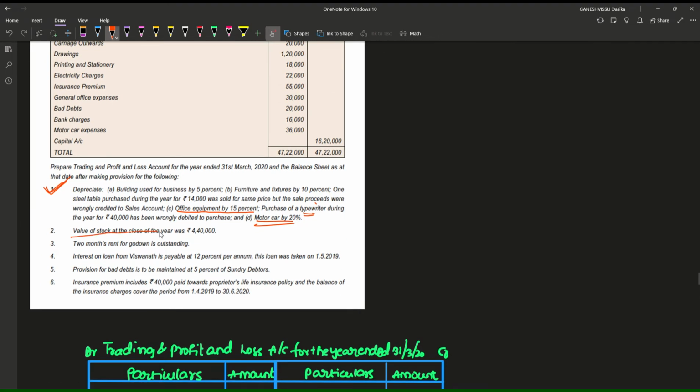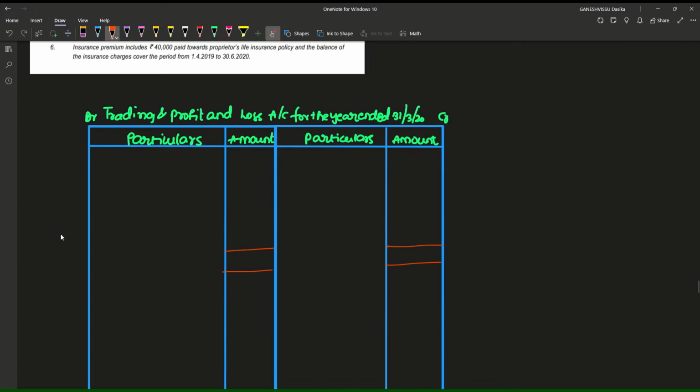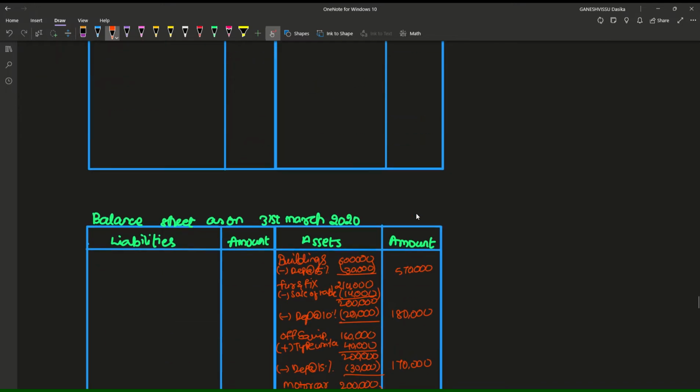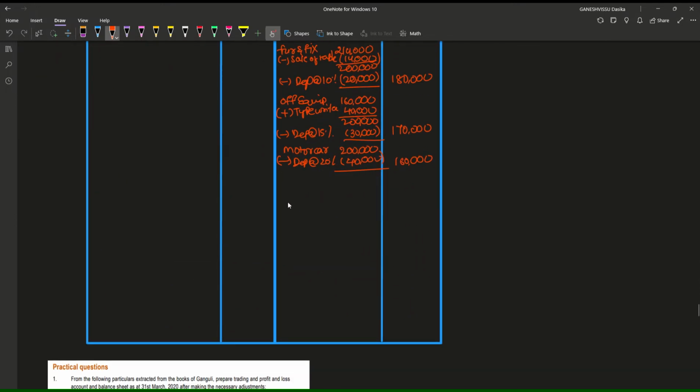Value of closing stock is 4,40,000. Closing stock goes on the credit side of the trading account according to the matching concept, and it should be shown as a current asset in the balance sheet. So let us write down that same thing. Here I am writing by closing stock, by 4,40,000, right? And let us show that in the balance sheet also. Here closing stock is 4,40,000 rupees.